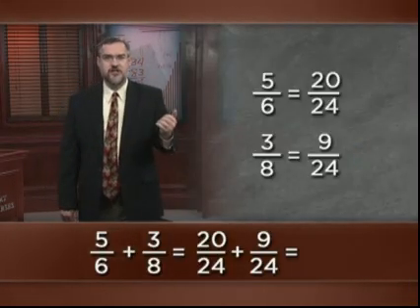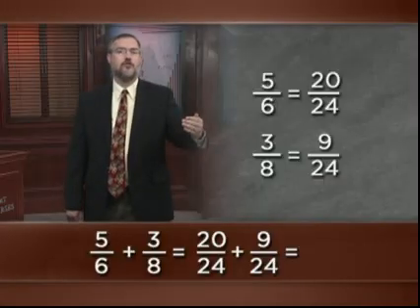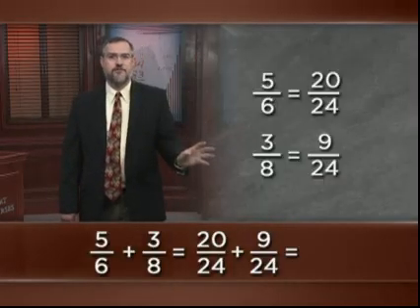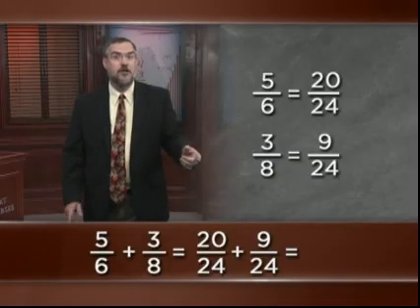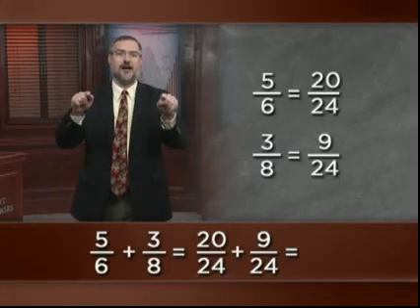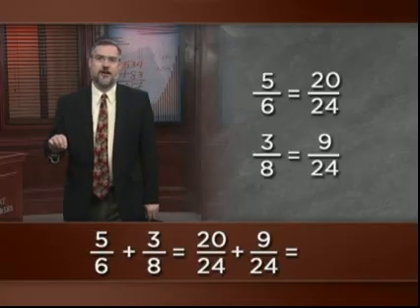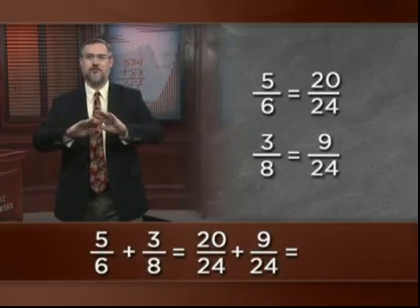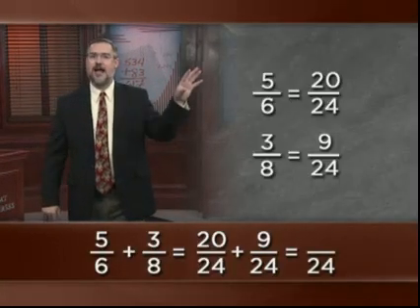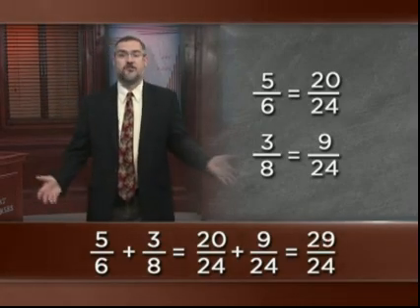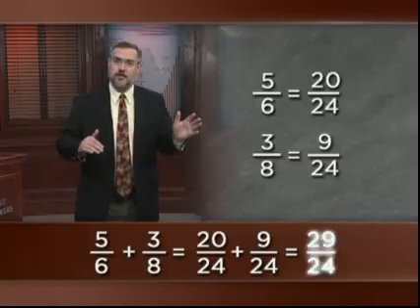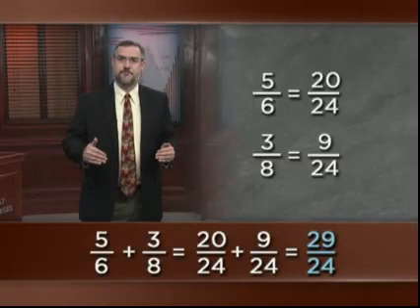So 5/6 plus 3/8 has now been converted to 20/24 plus 9/24. And what have we done? We've gotten a common denominator, the same denominator in both fractions, and that makes this problem very straightforward. I just add the numerators now. 20 plus 9 is 29, and so my final answer is 29 over 24.